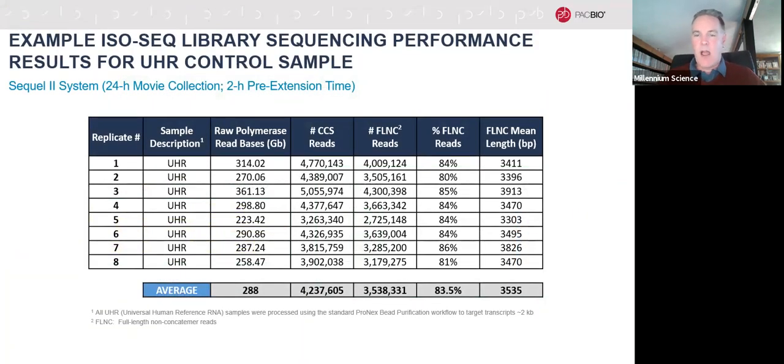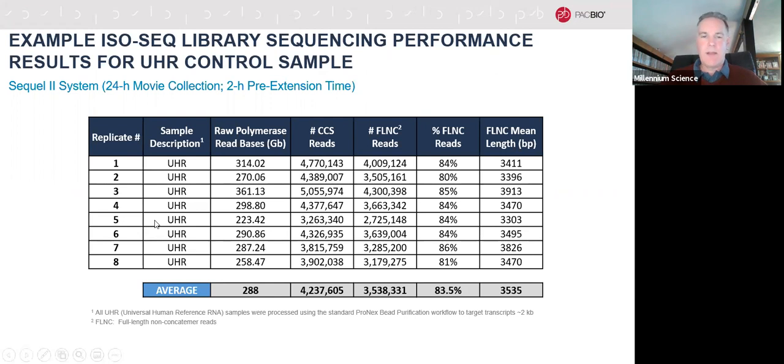So a little bit of data here, a number of different runs here just to show the kind of accuracy and reads that you get using Iso-Seq. This is run on a Sequel II system under the recommended guidelines. So it's a 24-hour collection time for the movie, looking for the sequence incorporation. And there's a 2-hour pre-extension time, which allows the molecule to stabilize and get into this very stable rolling circle conformation for sequencing that goes into HiFi.